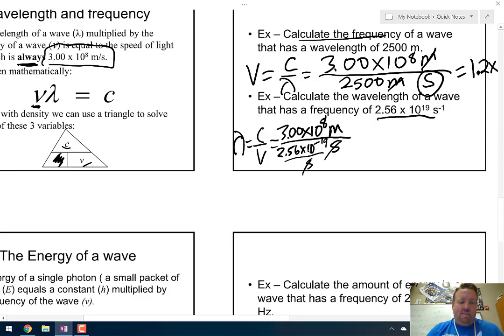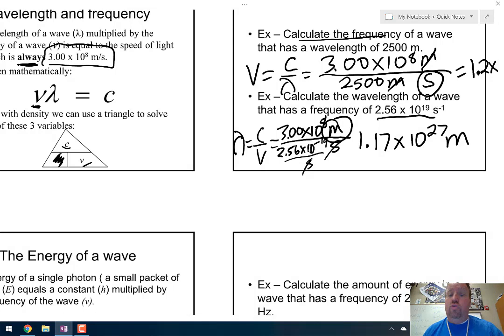So now I'm going to take 3 times 10 to the 8th divided by 2.56 times 10 to the negative 19th, and I get 1.17 times 10 to the 27th. And again, all I have left is meters. Now that's a huge wave. You know why? Because I screwed up. Dang it. That's not 10 to the negative 19th there. It's 10 to the 19th. So clearly I made a mistake there.